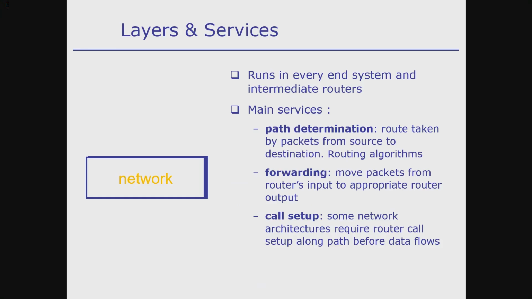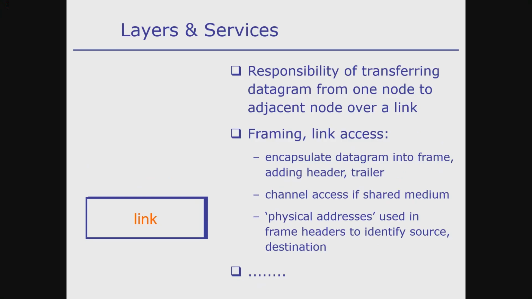So each layer provides different service, and this is the network layer. It basically determines the path, what is the best path to take within the network, and moves the packets of information, and then does the call setup. So each one of these has a specific function. And then we have the link layer, which is between adjacent nodes. So it's one node and then the second node and so on.